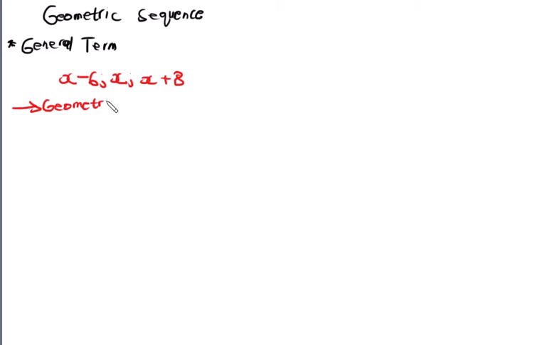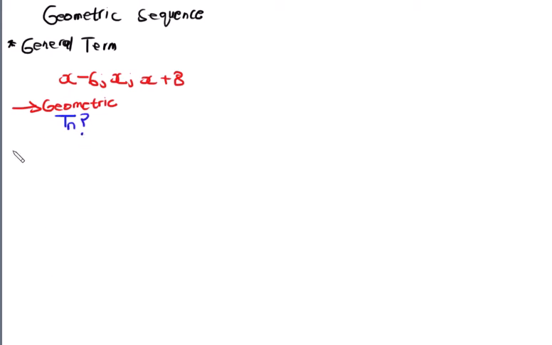In this lesson, we're still looking at solving for the general term, but in this example you don't actually know what the terms are. Let's say they give you a sequence: x minus 6 is the first term, x is the second term, and x plus 8 is the third term. They tell you this sequence is geometric, and they ask you to find the general formula Tn for this sequence.